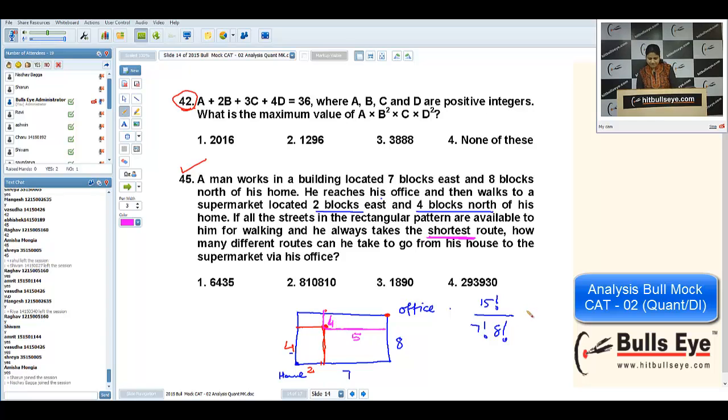So from office to supermarket, how many ways are possible? It will be 9 factorial divided by 4 factorial, 5 factorial. Now this is the answer in this case. Is it okay with you? That is the repeated application of the concept we have discussed, the repetition thing.